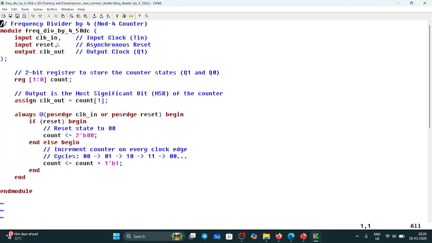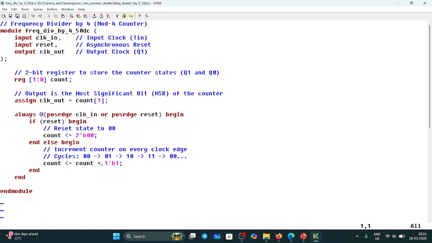So module frequency divided by 4 circuit, 50% duty cycle. Input clock in, clock underscore in, input reset. I am declaring output clock underscore out. I am declaring reg range 1 down to 0 count. So first I need to design a mod 4 counter, no? Mod 4, so assign clock out equal to count 1. Always at the positive edge of clock or positive edge of reset begin if reset count equal to 0, else begin count equal to count plus 1. Okay, end module. So I'm designing a mod 4 counter here.